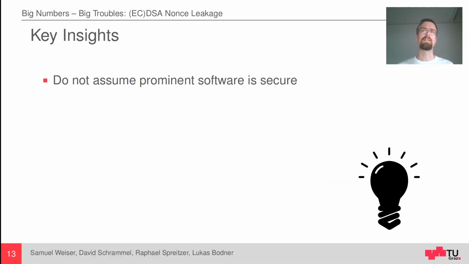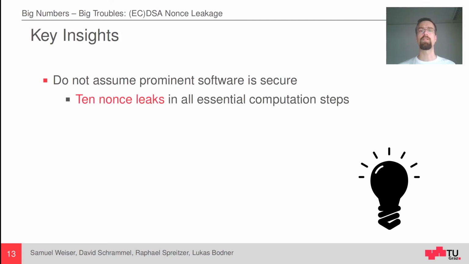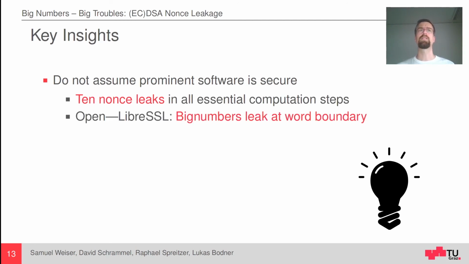What are the key insights of this work? First, we should never assume that prominent software is just secure because many people have had a look at it. In fact, we found 10 nonce leakage vulnerabilities, many of which were unknown previously. We found them in all essential computation steps of ECDSA. For OpenSSL and LibreSSL, we found that they have serious issues with big numbers, and whenever a big number is close to a word boundary, slightly above or slightly below, a leakage may happen.